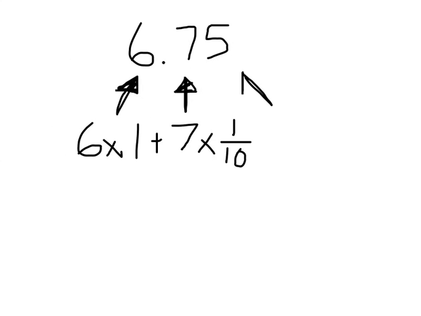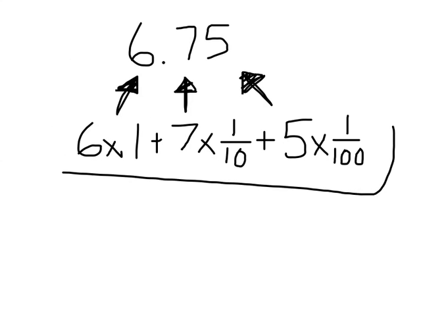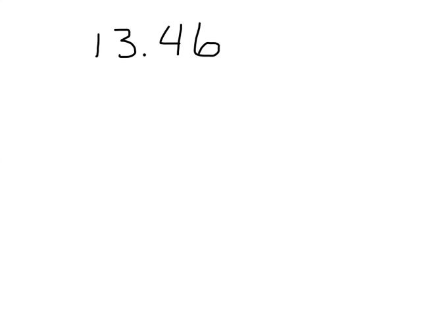What place is the 5 in? The next decimal place value is the hundredths place. So I have 5 hundredths. When I write this number in expanded form, I get 6 times 1 plus 7 times 1/10 plus 5 times 1 over 100. Let's do another example.